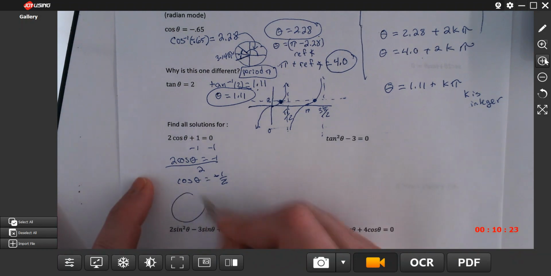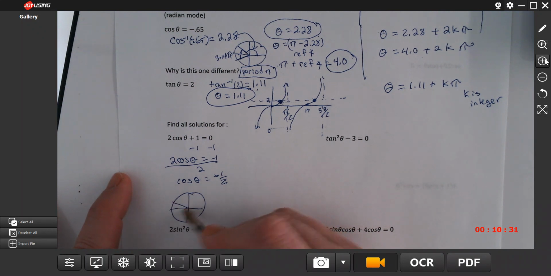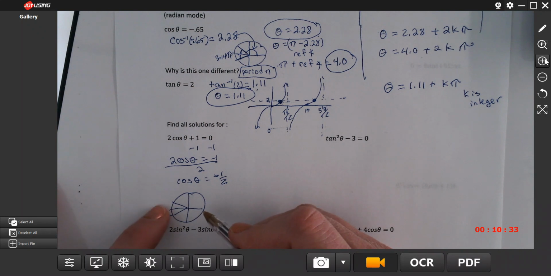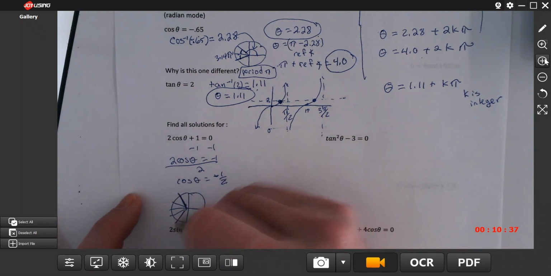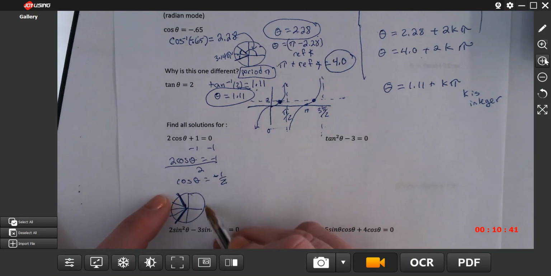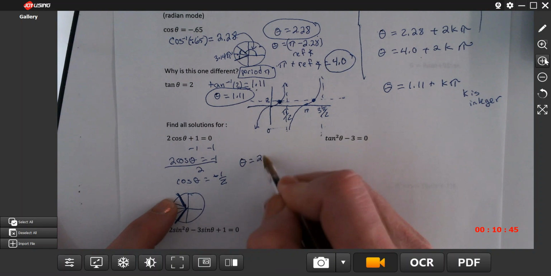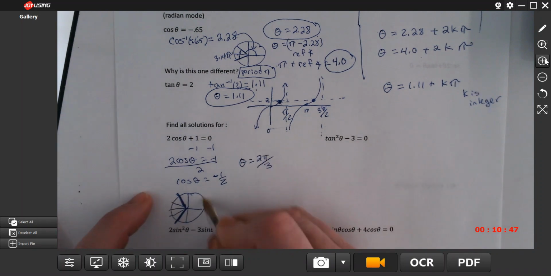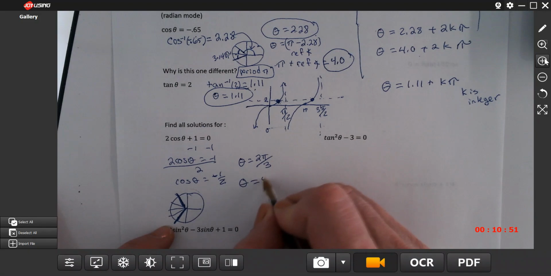So where is cosine negative? I draw myself a little visual. So cosine is negative over here and over here. Here and here, those are the ones that work to give me cosine negative 1/2. So this one is 2 pi over 3. And this angle is 4 pi over 3.